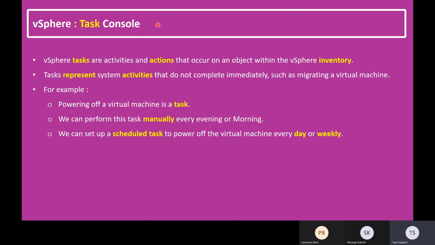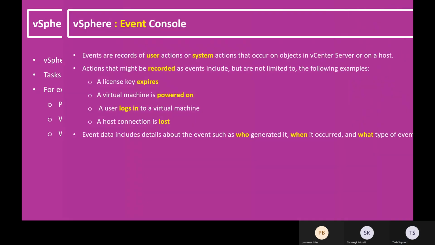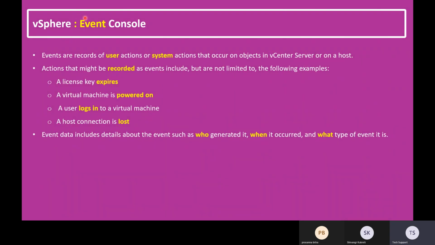Now let's talk about the event console. Event console, as the name itself says, event. Events are records of user actions or system actions, either user-initiated actions or system automatically generated actions. All are stored in the event console, and they occur on objects in vCenter Server or on a host, either on a vCenter-level object or on an ESXi host level. Actions that might be recorded as events include, but are not limited to, the following examples.